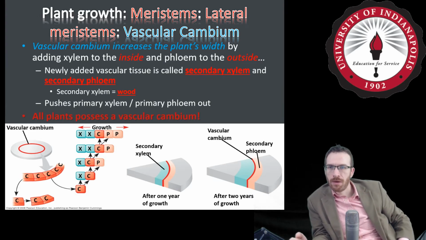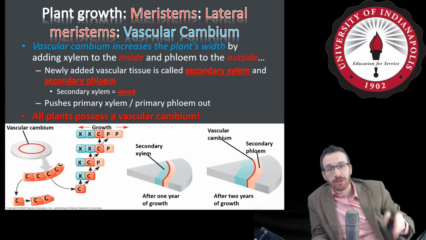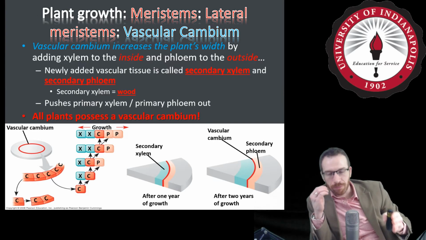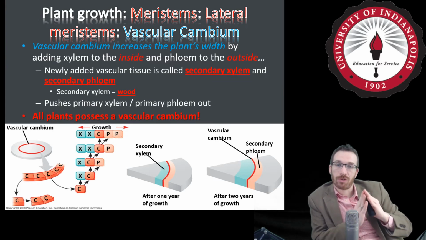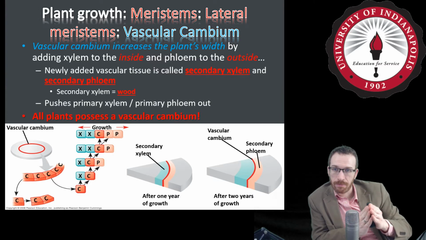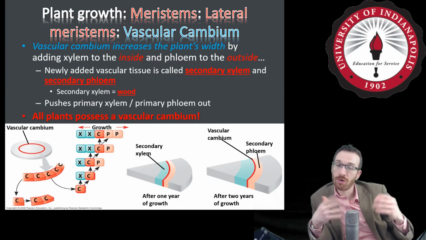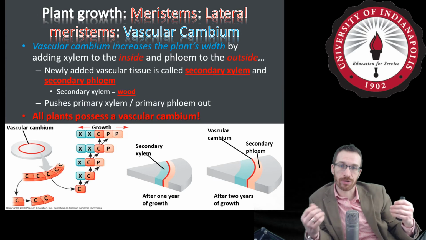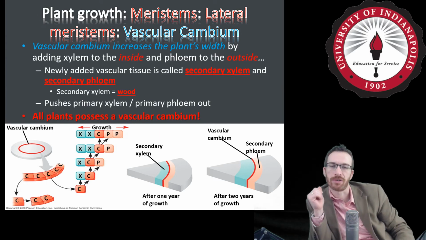So, as I said, all plants possess vascular cambium, but depending on what type of plant it is, it's just going to produce one layer of primary xylem and phloem and then be done, like a tulip or an orchid or some herbaceous plant. Or if it's a tree with woody structures, it's going to lay down that secondary phloem and secondary xylem.